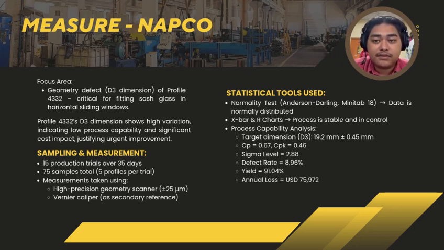They took 75 samples across 15 production trials over 35 days using high precision scanners and vernier calipers. Findings confirmed significant variation in D3, reinforcing the urgency for process improvements. The measurement data gave a solid foundation to move into root cause analysis.